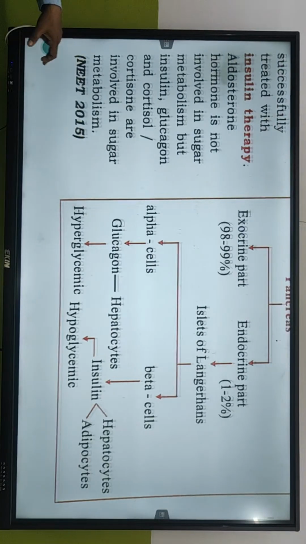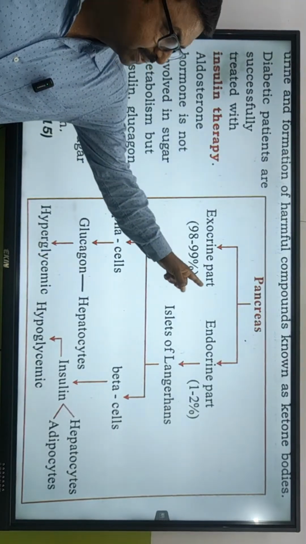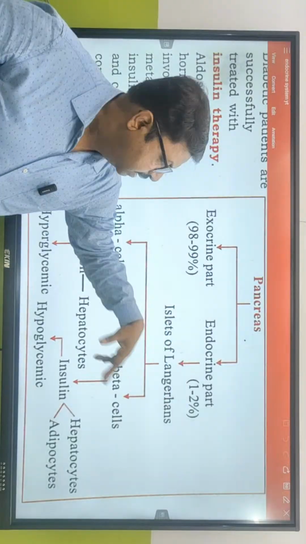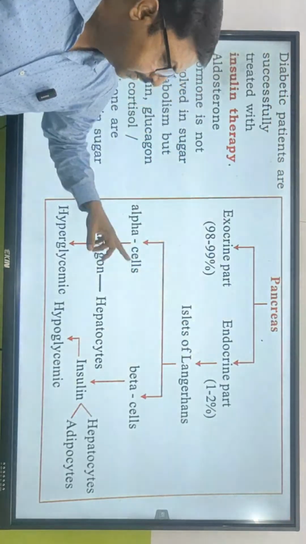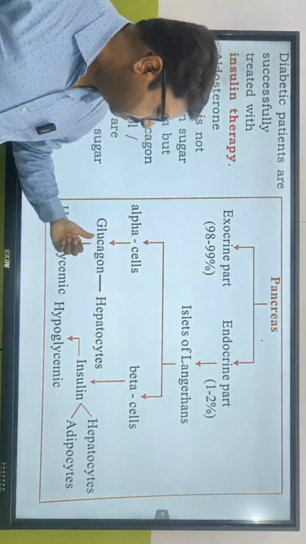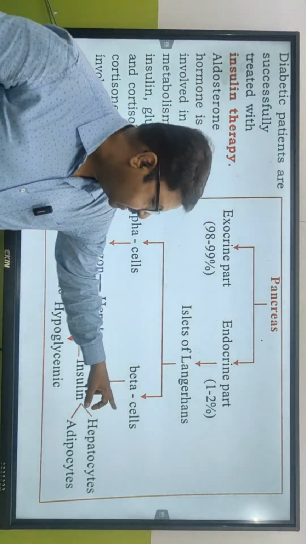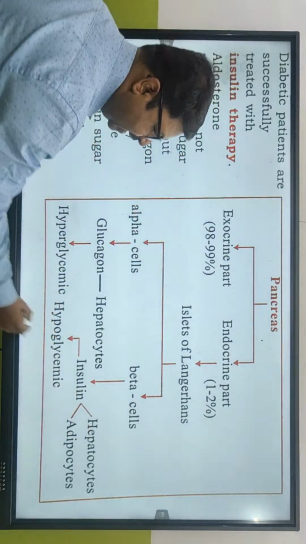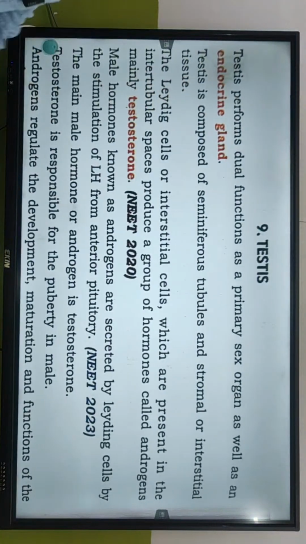Clear? Look here, what percentage of the pancreas is exocrine part? 98 to 99% is exocrine part. The endocrine part only constitutes 1 to 2%. Very important for NEET. The islets of Langerhans are present in the endocrine part, which constitutes only 1 to 2%. They have alpha cells and beta cells. What is the function of alpha cells? They secrete glucagon, acting on hepatocytes. Beta cells secrete insulin, which acts on hepatocytes and adipocytes and causes hypoglycemia. Glucagon helps in hyperglycemia. That's all about the pancreas. Any issues about the pancreas?